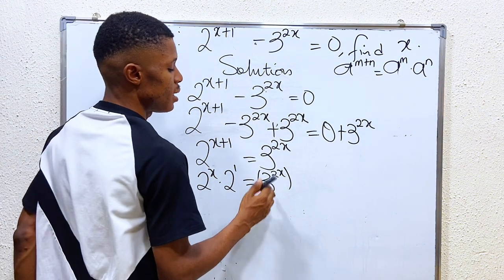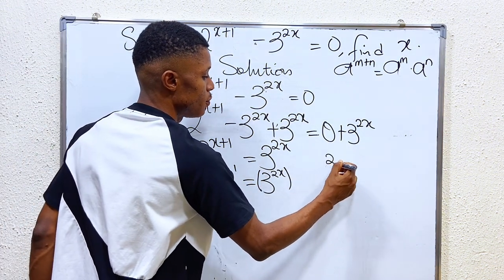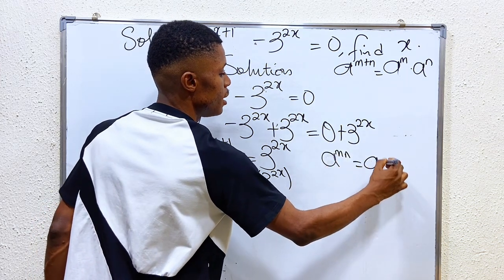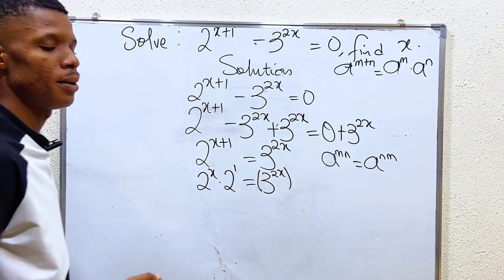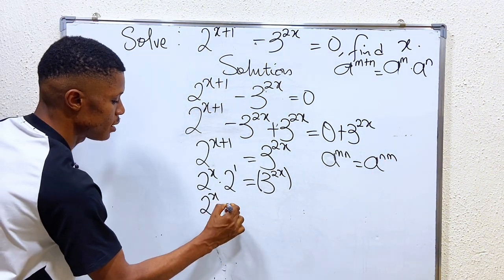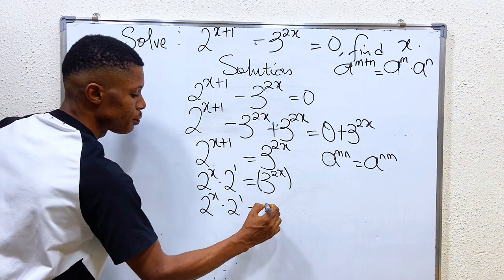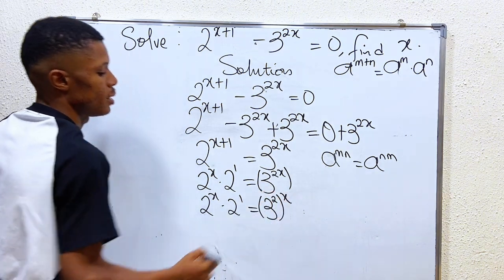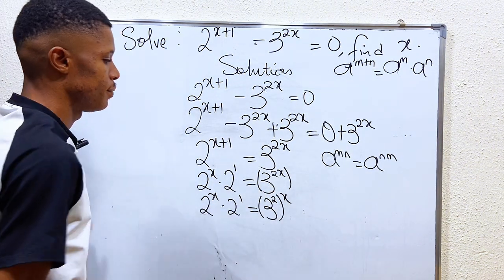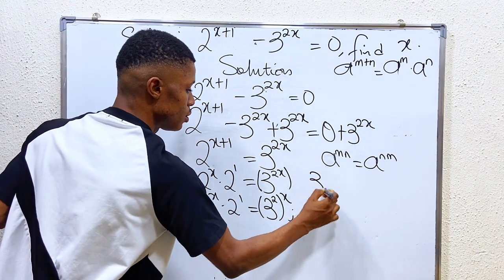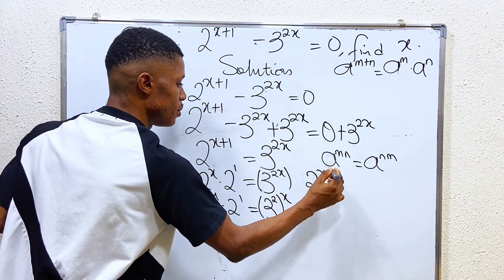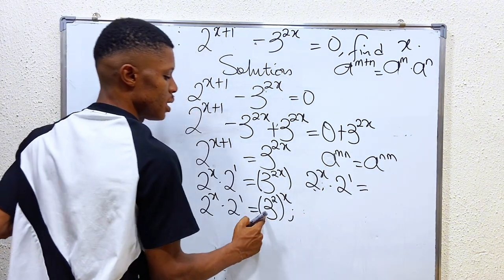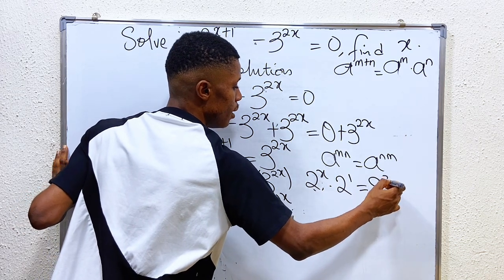Then the next thing we do is to rewrite this term. You know that in maths, when you have a to the power of mn, you can still write it as a to the power of nm. Order is not a problem. So we have 2 to the power of x times 2 to the power of 1 is equal to 3 to the power of 2, then raised to power x. And 3 power 2 is 9. So we have 2 to the power of x times 2 to the power of 1, that's here, is now equal to 3 squared is 9, 9 power x.